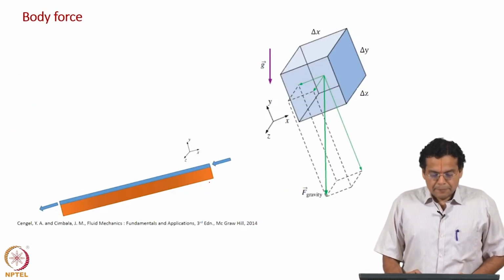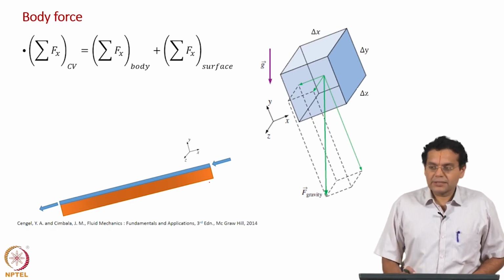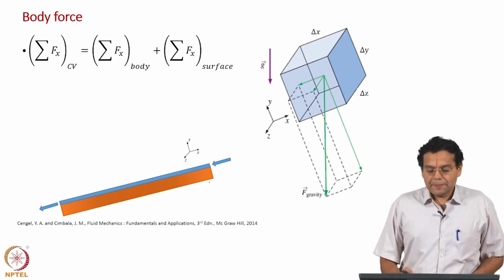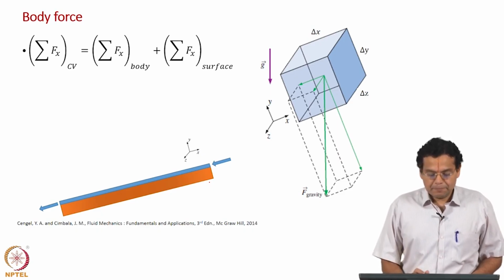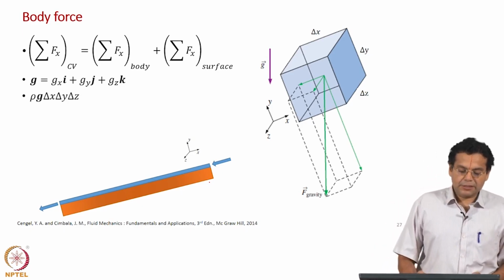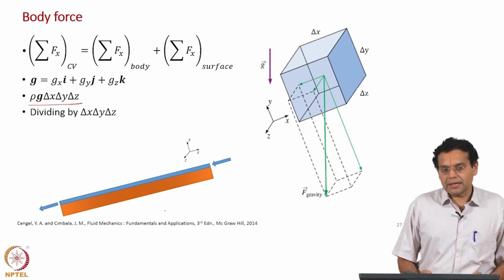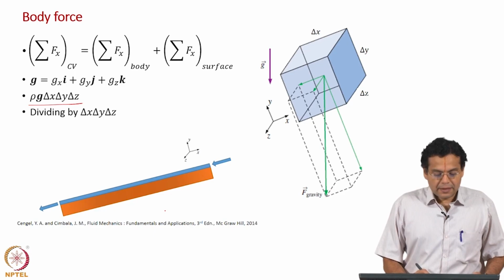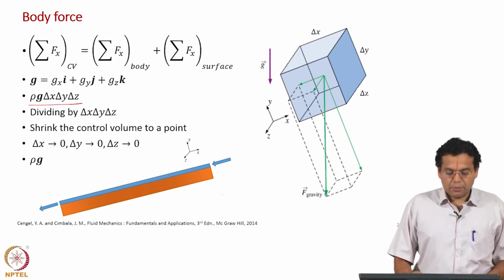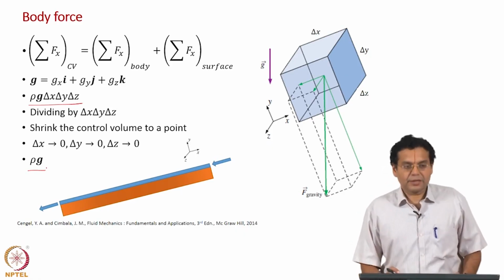Now, on the right hand side we discussed only the body force. The right hand side is the sum of forces acting on the fluid, and they are body force and surface forces. We discussed the body force. We also discussed that the body force can have all the x, y, z components, and we wrote the expression for the body force and divided by delta x, delta y, delta z, just like the left hand side, and shrank the volume to a point, and we got the body force per unit volume on the right hand side. So this is a quick recap of what we had done earlier.